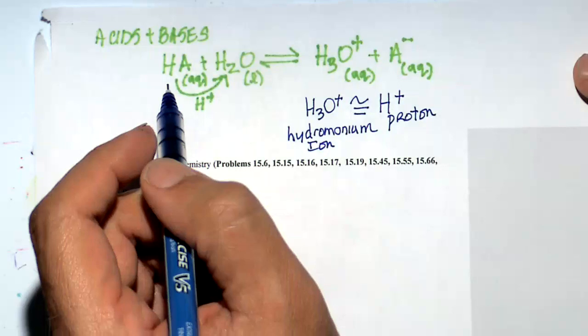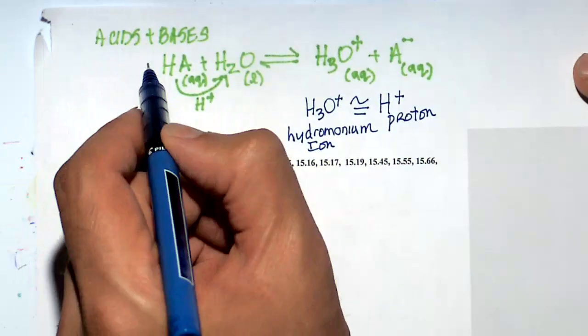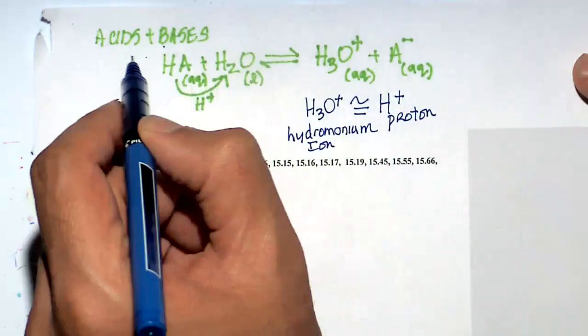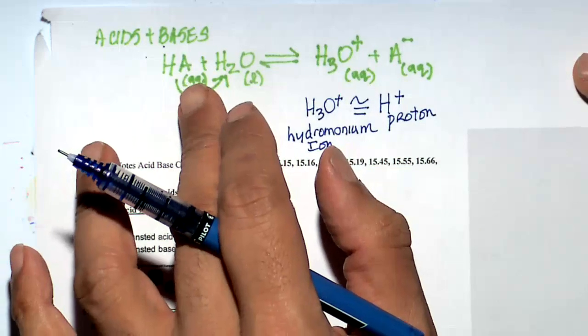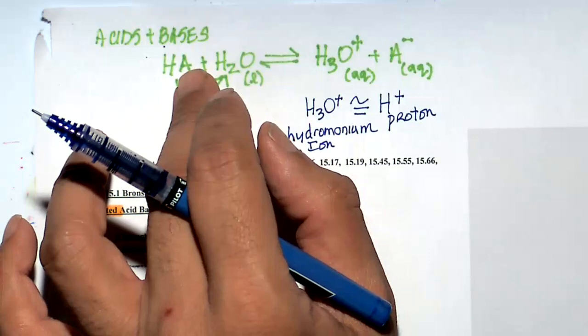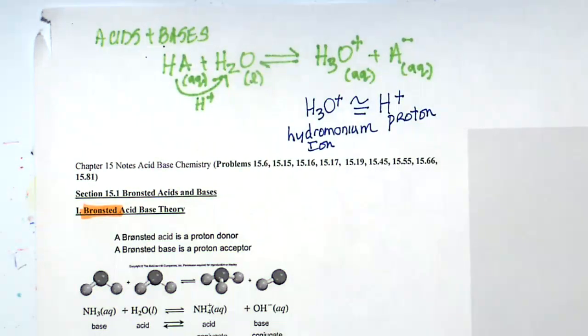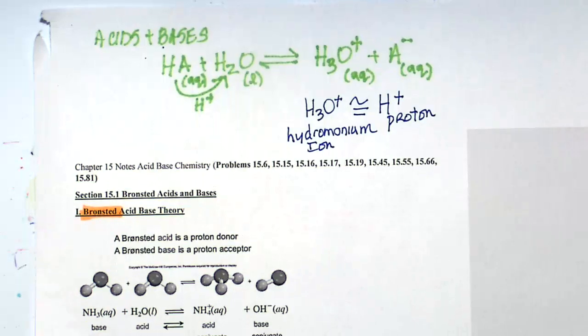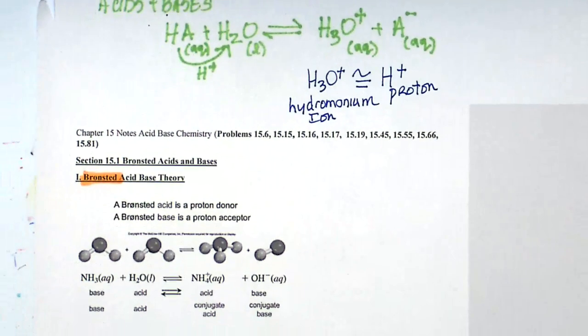This is called an acid, more specifically a Brønsted acid. I'd like for you guys to know this equation. Okay, A is any acid. There's thousands of acids. Okay, we'll get into specifics later on in the chapter. And now let me tell you about a base.